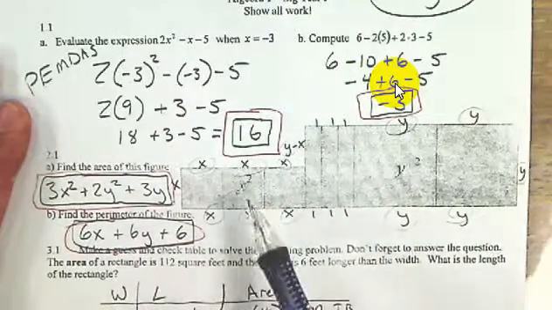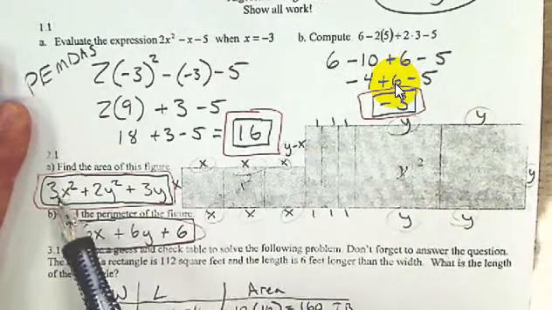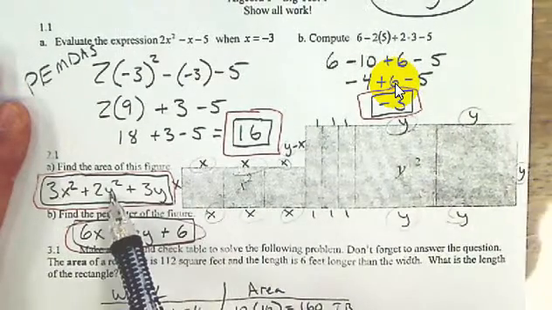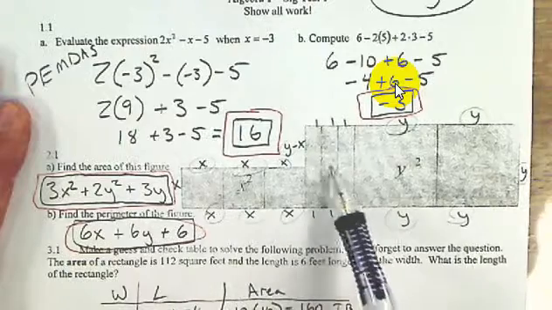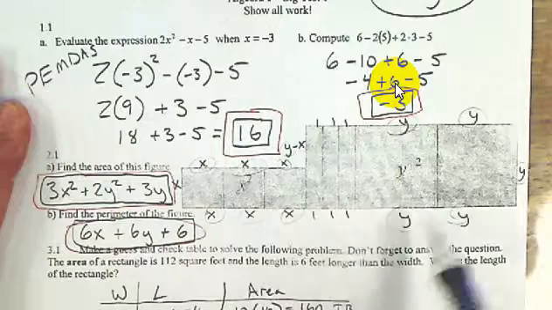To find the area, it's just this one's x squared, that one's x squared, that one's x squared. So there's 3 x squareds. There's 2 y squareds. There's 1, 2, 3 y's. That's the area. Perimeter is the distance all the way around.